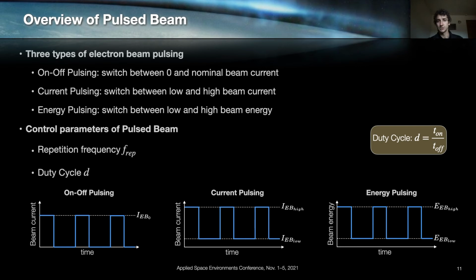The control parameters for the pulsed beam are the repetition frequency, which corresponds to the period of your pulsing function, and the duty cycle D, which is the ratio between the time that your beam is turned on over the time your beam is turned off.